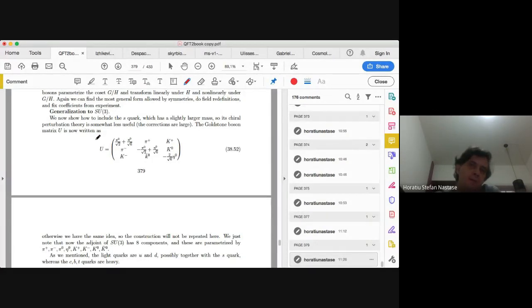I could also do a trivial generalization. Instead of using SU2 for QCD, you use SU3, meaning to include the S quark, as its mass is intermediate. It's still much smaller than lambda QCD, but not so much smaller. It's maybe of the order of a 10 or something like this.